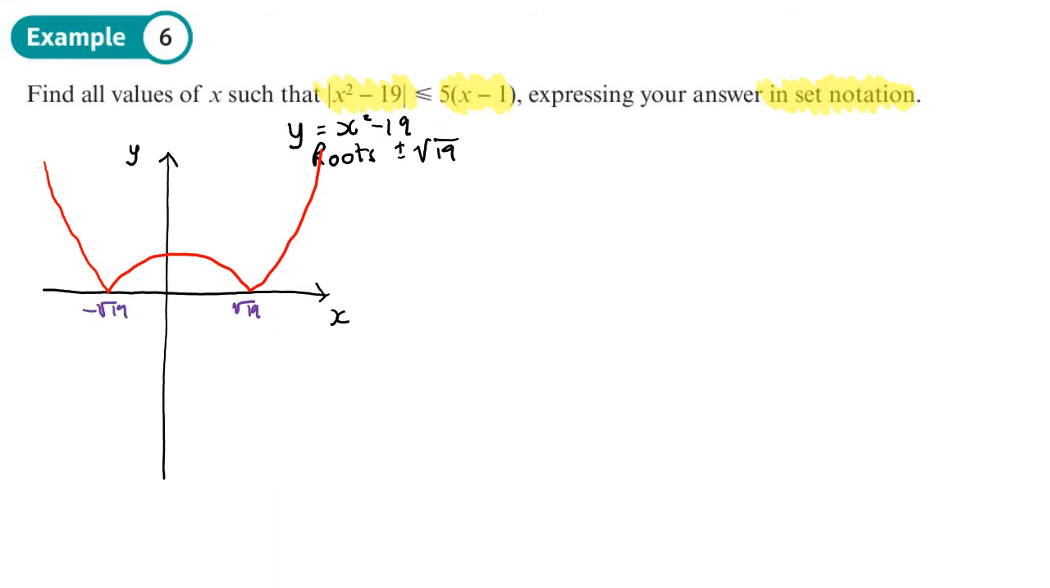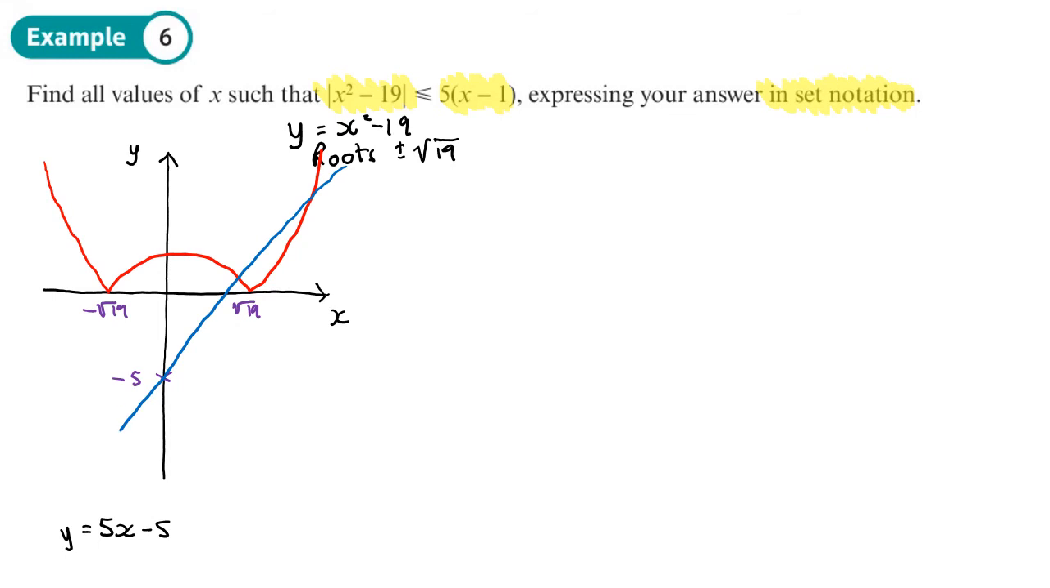Then we've got our straight line, so we want to draw our y equals, we'll just expand the brackets, 5x minus 5. So that's going to cross the axis at -5 here. And this line is going to intersect at 2 points. It's actually going to do this.